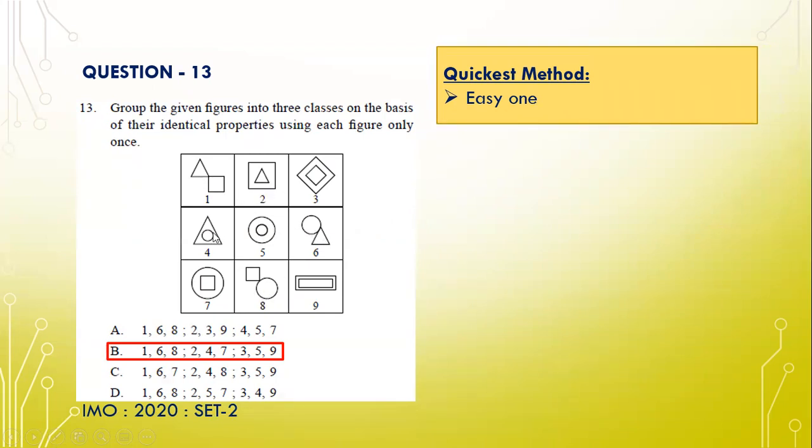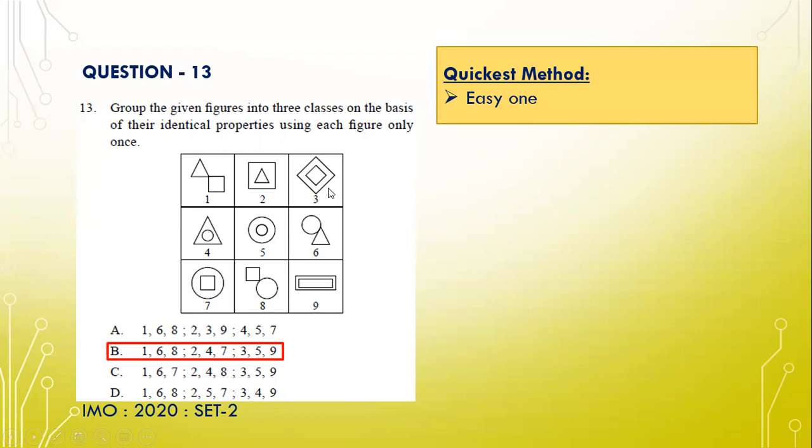2, 4 and 7: there is one figure in an outer figure which is different. Triangle is different than square. Circle is different than triangle. Square is different than circle.